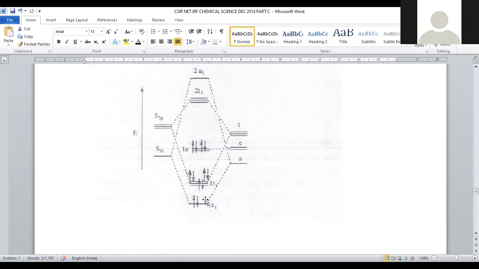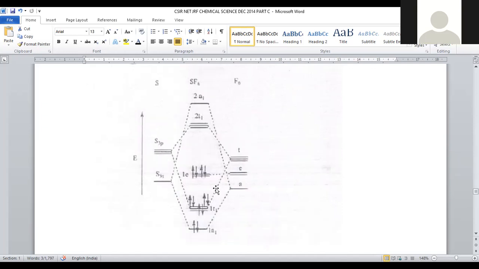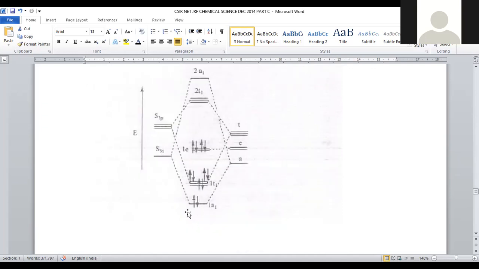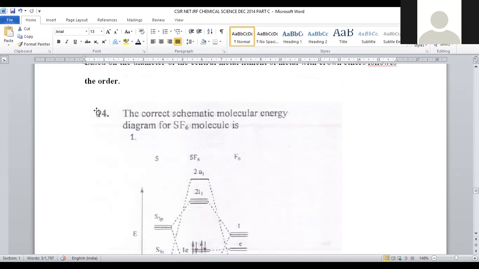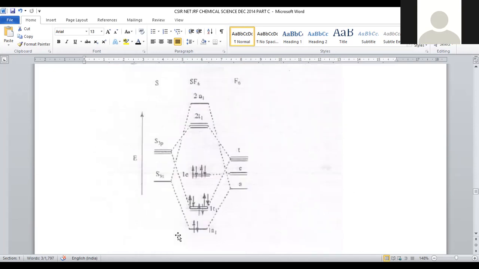Lower energy should be filled first, in accordance with the Aufbau principle. Hund's rule says that if degenerate orbitals are there, one electron will be filled in each orbital, and later we go for further addition. And Pauli's exclusion principle says each electron has its own unique set of quantum numbers, right? So when all three are satisfied, filling will be possible, and this will be the right arrangement. 2 in 1a1, 6 in 1t1, followed by the 1e orbital, which contains 4 electrons. That is given in option number 1. For question number 94, option number 1 will be the correct answer.